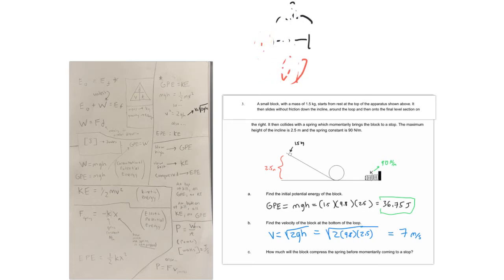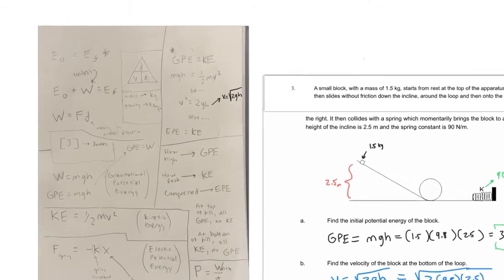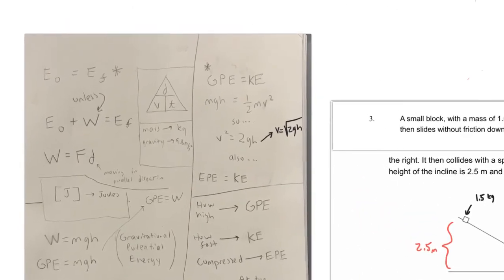Now, let's answer this by acknowledging something. And here's what we're going to acknowledge. According to this wonderful resource up here, we can see that gravitational potential energy equals kinetic energy. We also see that kinetic energy equals elastic potential energy. I feel like that's enough information for us to also realize that gravitational potential energy equals elastic potential energy.